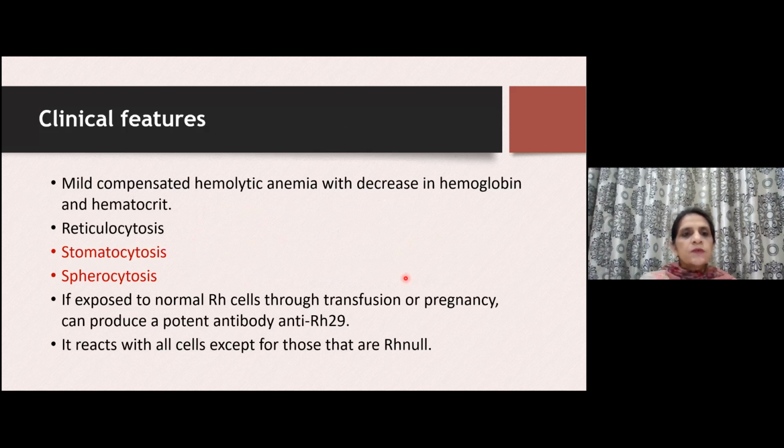So these patients usually present with mild compensated hemolytic anemia, reticulocytosis, stomatocytosis, and spherocytosis, and they may form anti-Rh29 if exposed to normal Rh cells through transfusion or pregnancy, which reacts with all cells except those that are Rh null.